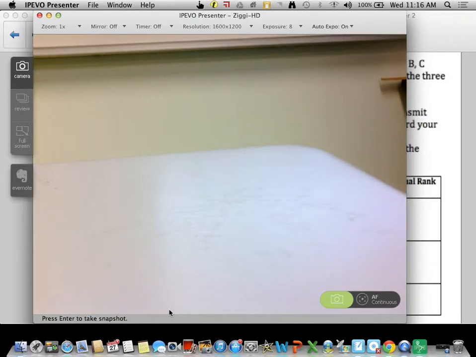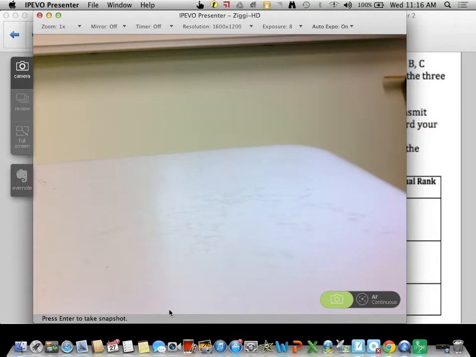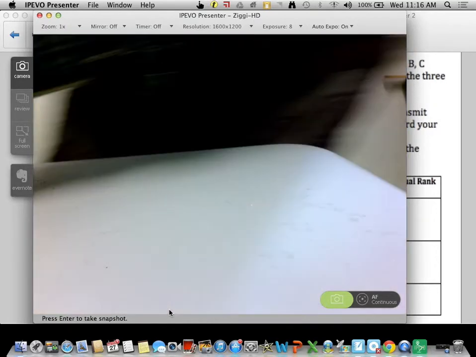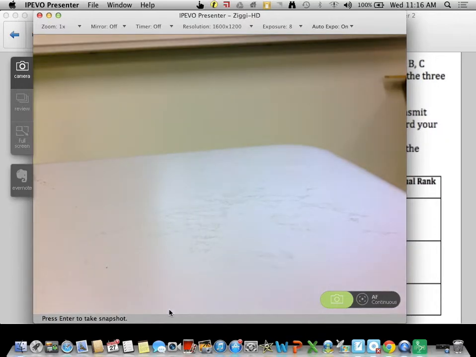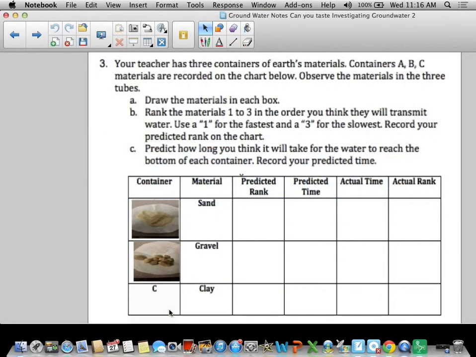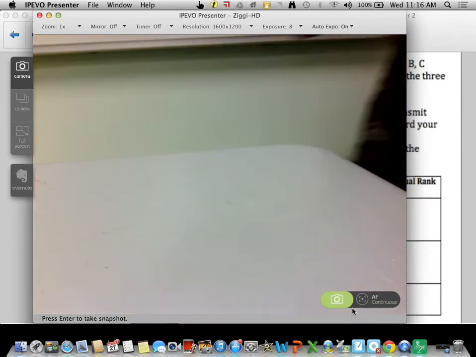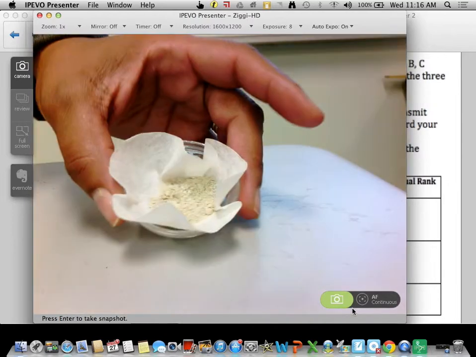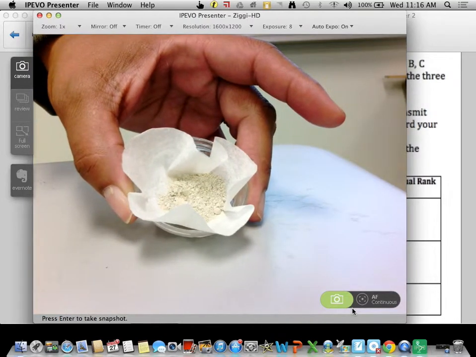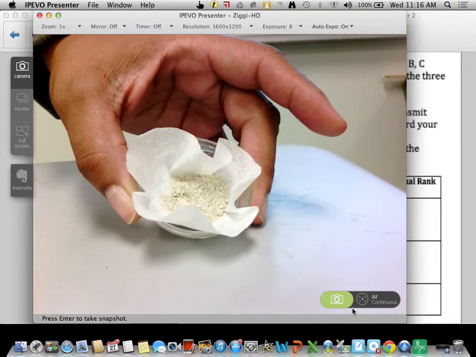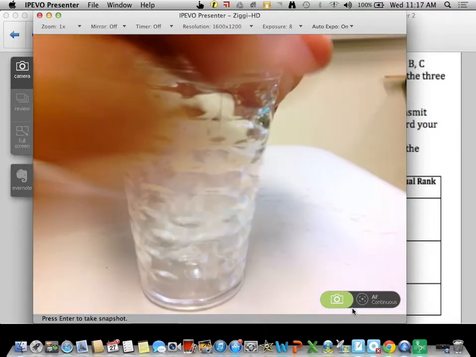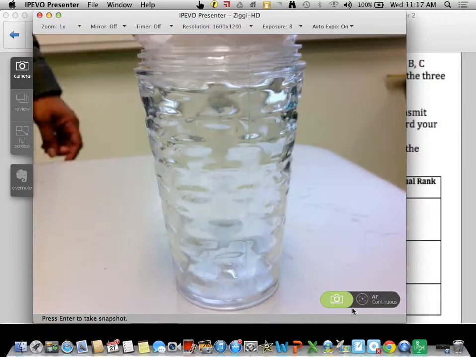Our last one is our clay. So again, we have our clay, which looks like this. And for our actual time, we're going to put how much time it took. So this is our clay. Here's our container. Are you ready?